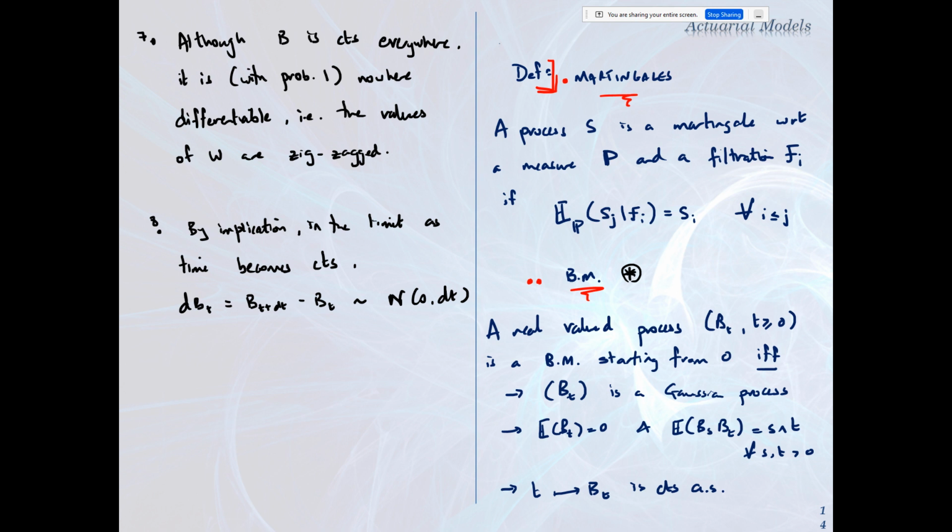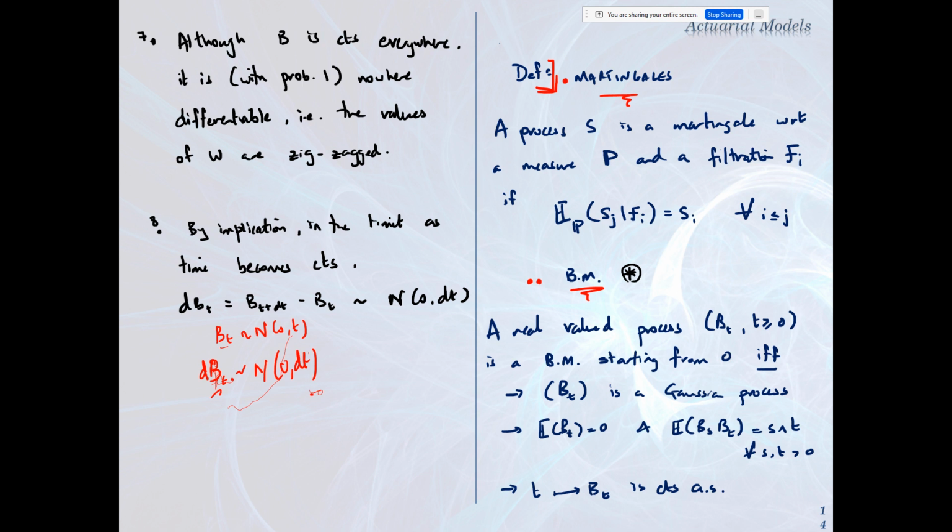Okay. So by implication, in the limit as time becomes continuous, dB_t follows a normal 0, dt. Okay. So B_t follows a normal 0, t and dB_t follows a normal 0, dt.